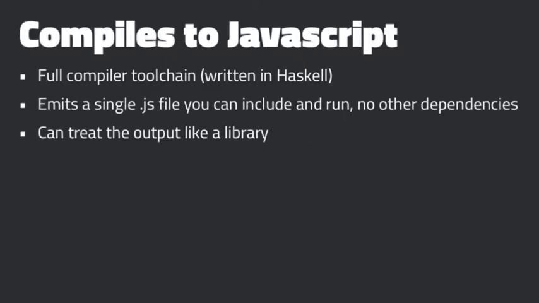And to do that, as I say, it has a full compiler toolchain, so you actually do elm make and it emits a single JavaScript file. So it compiles everything. The best way to think of it is like Go. It statically compiles all its libraries into one binary, which is a single JavaScript file you just include. And you can compile it separately and treat it like a library if you want. So in that regard, it's kind of nice to integrate.